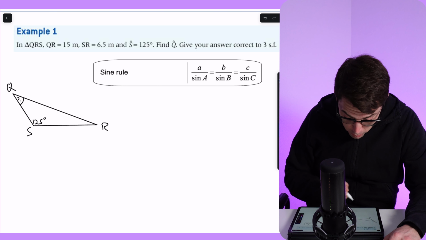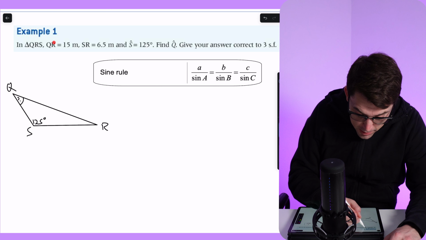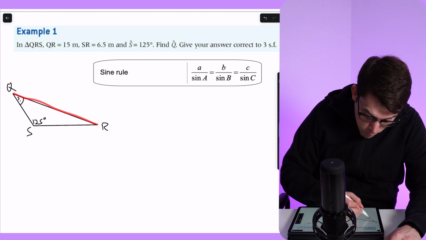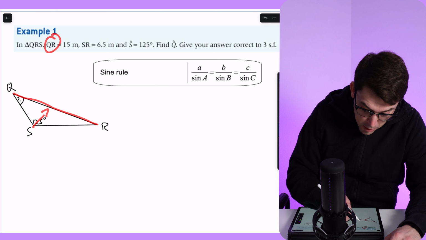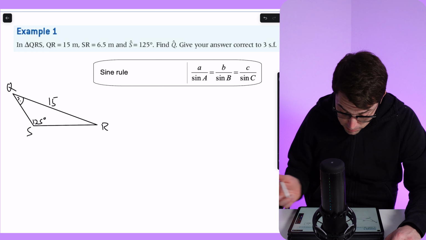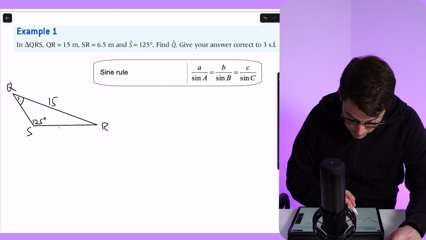And I know that QR, which is the opposite of S, and remember, in our last example, we would have had a little s right there, is equal to 15. But it's also correct to say the side QR, which is opposite S. So QR and little s are the same thing because they're referring to the exact same length. And SR is going to be the opposite of Q. That'll be little q, and that would be 6.5.